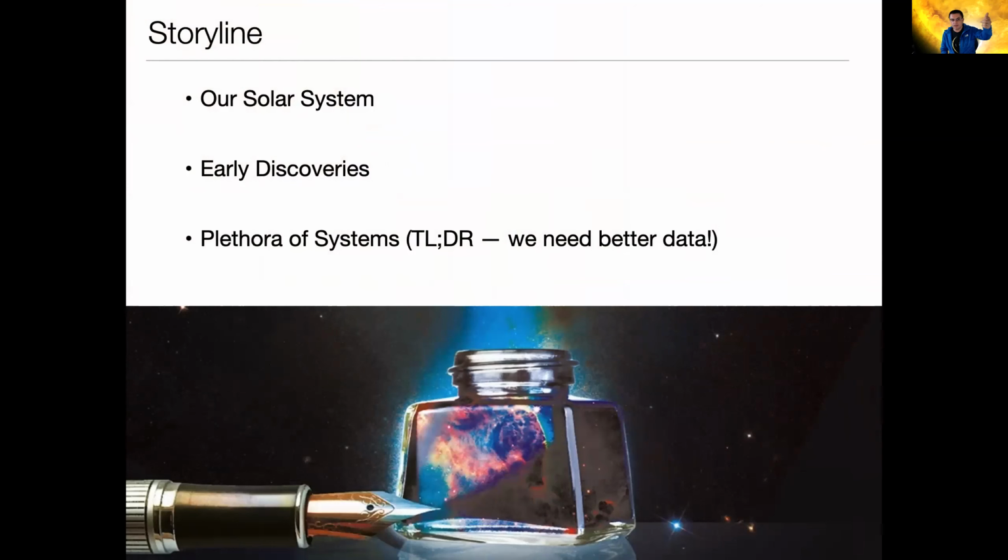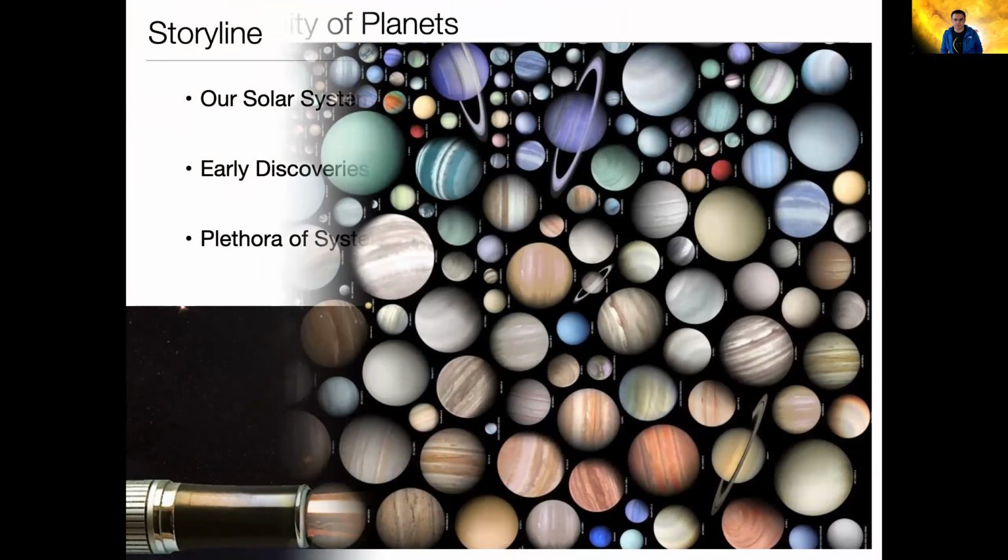So I'll remind you about the architecture of our solar system. We'll talk about some of the earliest planetary discoveries that we made and what implications they suggested to us about the architecture of solar systems. And then we'll talk about the plethora of systems that we do know. And the too-long-didn't-read version of this half of the lecture is that we're going to get to the end, and really what we need is better data than we have. Okay, and we'll talk about that as we get towards the end of this part of the lecture.